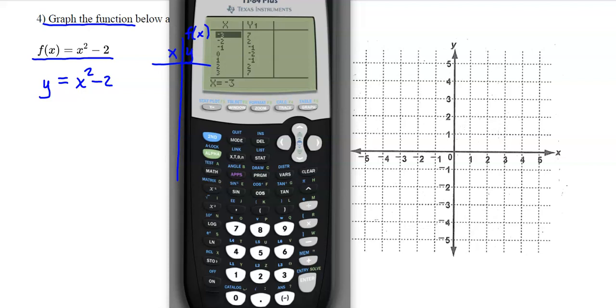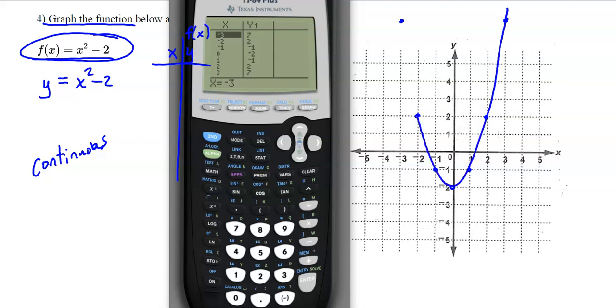So I can use that little XY table. I could say, well, negative 3, 7 is on the graph, which is going to be up here. Negative 2, 2. Negative 1, negative 1. 0, negative 2. 1, negative 1. 2, 2. And 3, 7. And since this is an equation and not a map, this is continuous, and I am allowed to connect these dots, just roughly, and back on up. So there you go. We've now graphed the function.